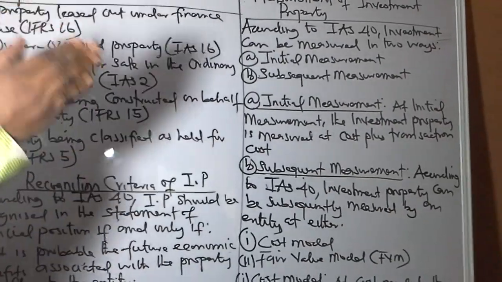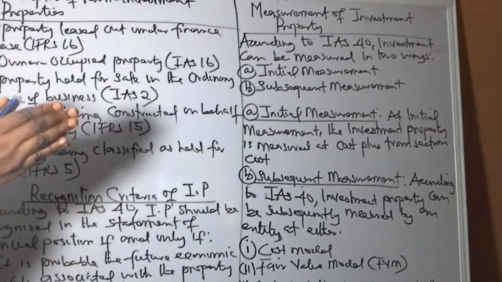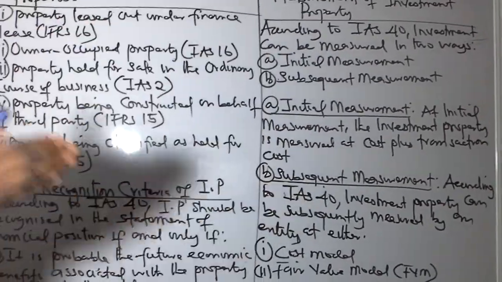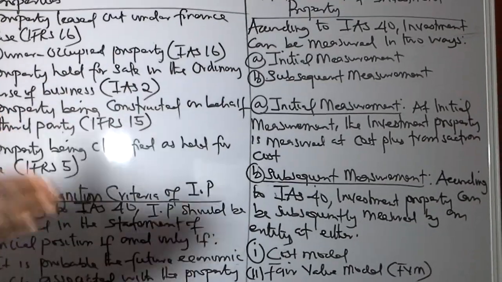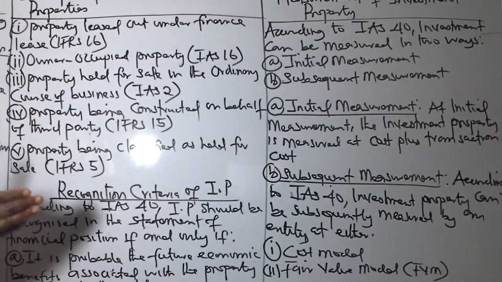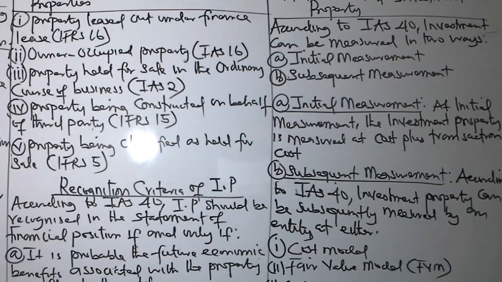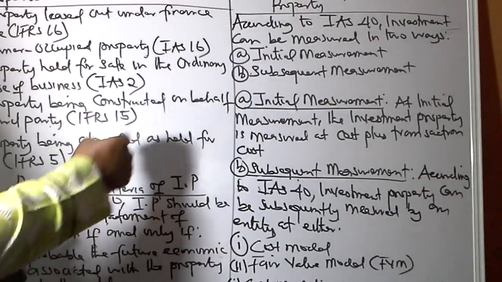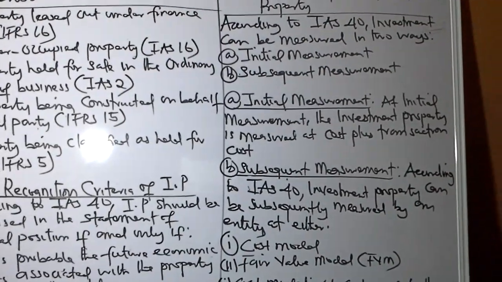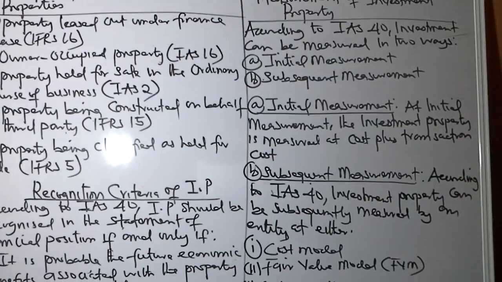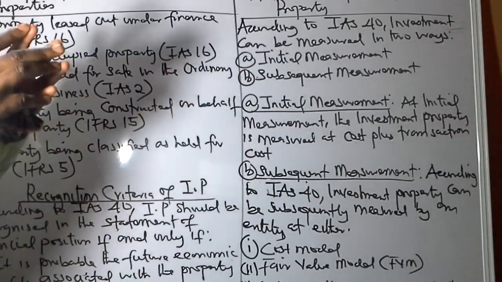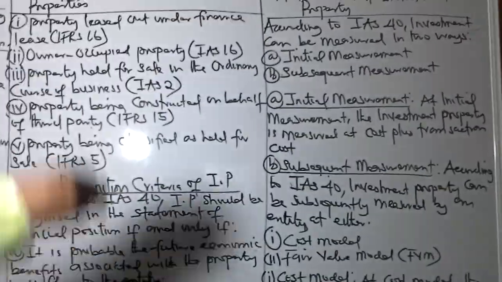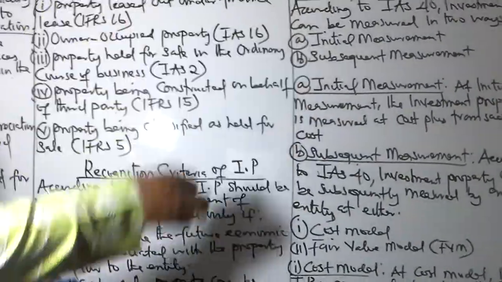Now, how are we going to determine the value of the investment property? So the process of knowing the value is what is called the measurement of investment property. According to IAS 40, investment property can be measured in two ways. One, initial measurement. Two, subsequent measurement. When you say initial, you are saying what is the cost of this investment property for the very first time.